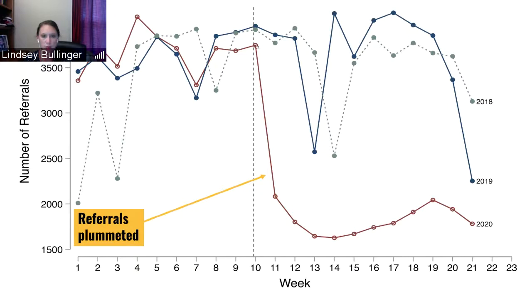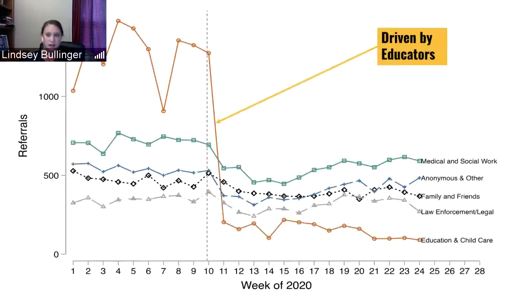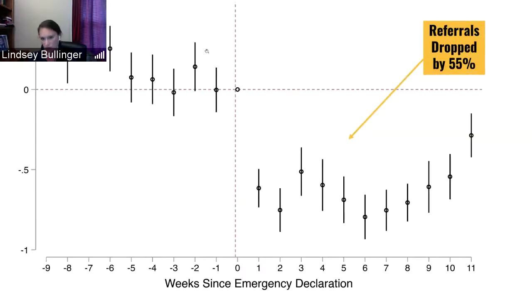This red solid line is showing you 2020 report levels relative to 2019 and 2018. And we see that referrals plummeted by about 55%. This was largely driven by education personnel and child care personnel, which is what that orange line is showing you. These are the adjusted estimates here, the referrals dropping by 55%.